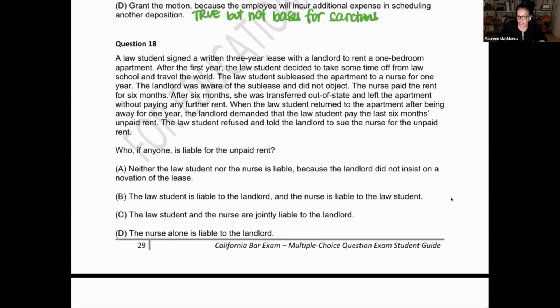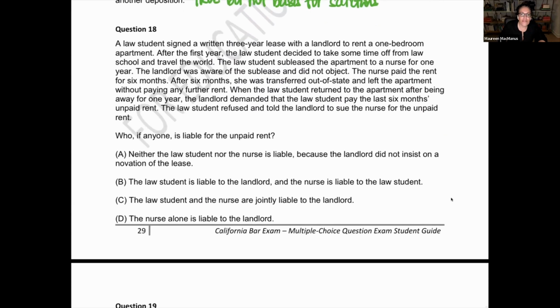All right, let's look at question 18. So who, if anyone, is liable for the unpaid rent? All right, so we're probably dealing with landlord-tenant. So finally getting to some property. So a law student signed a written 3-year lease with a landlord to rent a 1-bedroom apartment. After the first year, the law student decided to take some time off from law school and travel the world. Good for them. The law student subleased the apartment to a nurse for 1 year. The landlord was aware of the sublease and did not object.